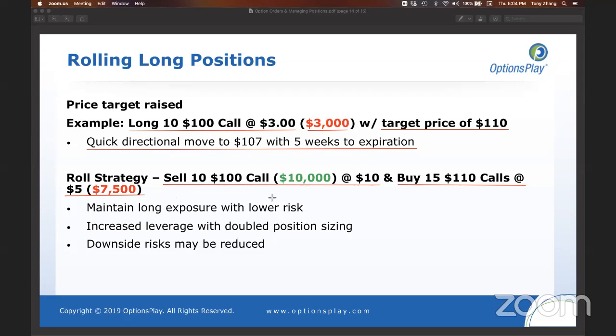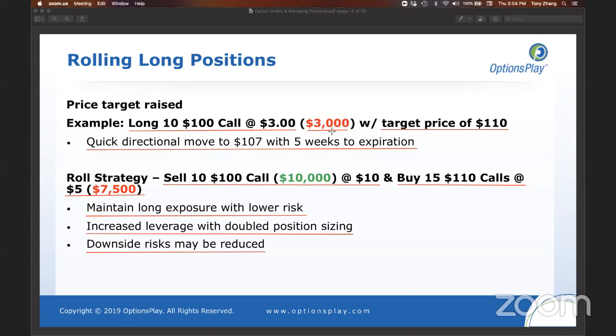And what this does is it creates a net credit of $2,500, which means that you reduce your overall risk from $3,000 down to just $500 because you've received a $2,500 credit. Now you're able to maintain that same long exposure with lower risk. And what you've done is you've increased your leverage, because instead of owning 10 calls, you now own 15 calls. So you've increased your leverage from, let's say, 10 to 1 to 15 to 1. And your downside risk is reduced, because instead of risking $3,000 on this trade, you're now risking a total of only $500.